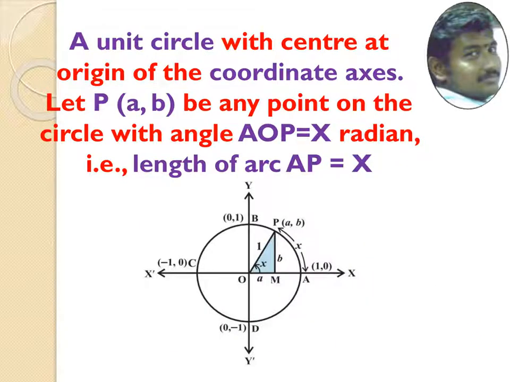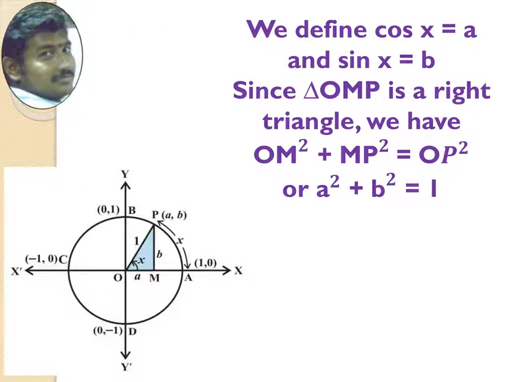Take a unit circle with center at the origin of the coordinate axes, and let P be any point on the circle with angle AOP equal to x radian. The length of the arc AP is equal to x. You can see the diagram. Here OA is the x-axis and OB is the y-axis. So here cos x is equal to A, and sin x is equal to B.